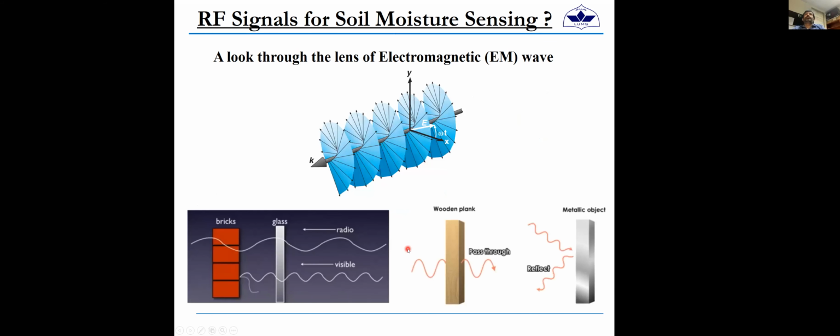So what happens? These electromagnetic waves, including your Wi-Fi signal, pass through bricks. Today we know, yes, they pass through glass, they pass through wood. But if you have a metallic object, most of the energy present in the electromagnetic wave is reflected back. Okay?